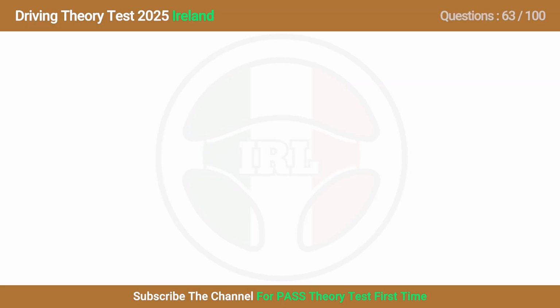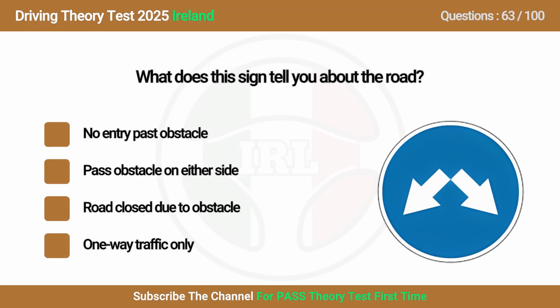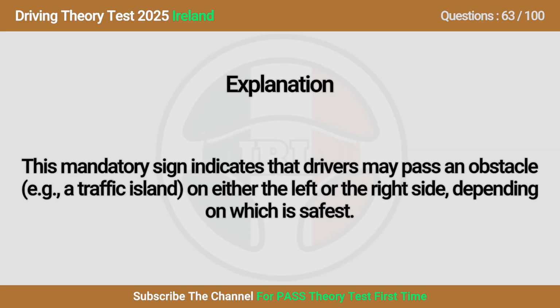Question 63. What does this sign tell you about the road? A. No entry past obstacle. B. Pass obstacle on either side. C. Road closed due to obstacle. D. One-way traffic only. Answer is B. Pass obstacle on either side. This mandatory sign indicates that drivers may pass an obstacle, e.g. a traffic island, on either the left or the right side, depending on which is safest.